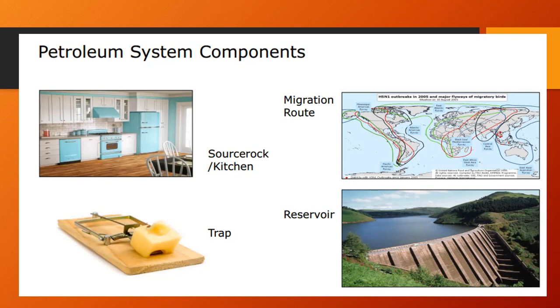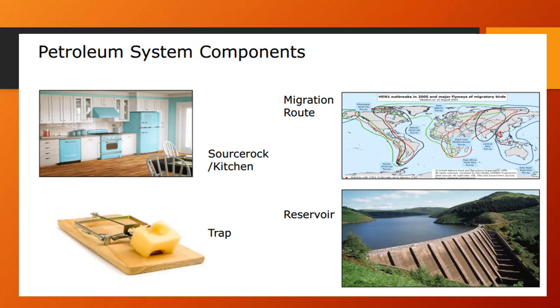So let's talk GNG. Let's talk about petroleum system components. In order to have an oil field or a gas field, you need different parameters. First, you need a source rock, or the kitchen in a way, where the cooking of the oil happens, and where the oil is generated per se from kerogen to oil.